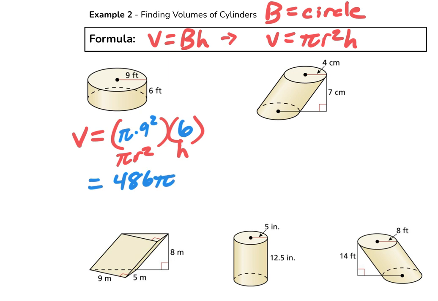That would be my answer in what we call terms of pi. That would be like our exact answer. Sometimes we leave an answer like that. If it ever says write your answer in terms of pi, that's how I write it. And then I put a label on it, and then I'm done.